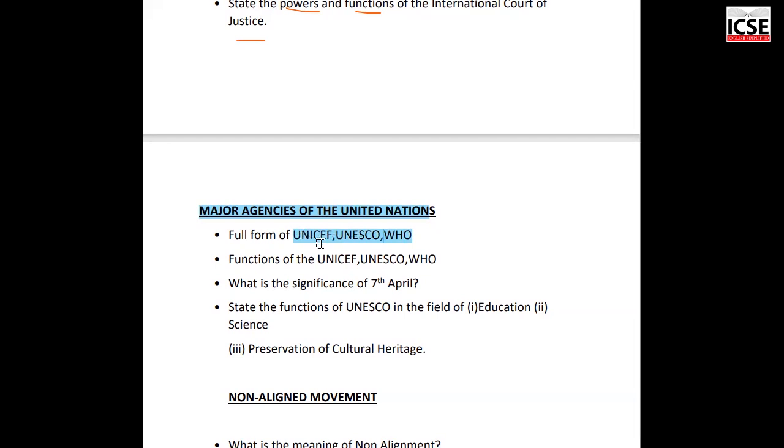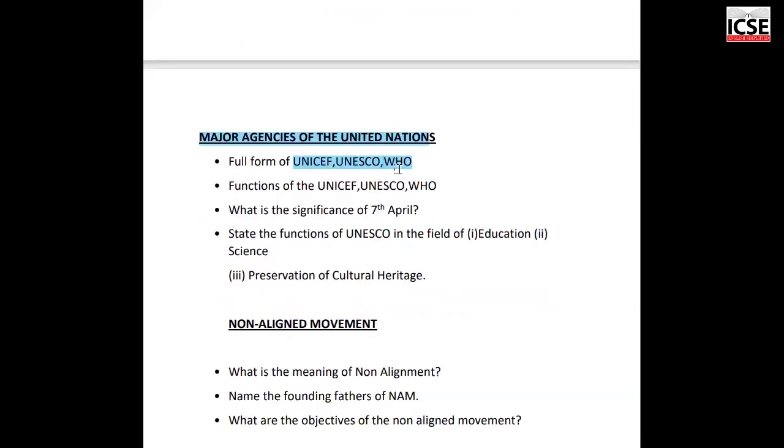International and emergency has been dropped. So if they ask you, then the full form of UNICEF is United Nations Children's Fund. UNESCO, remember, it's educational, scientific, cultural. So if the option says science, education, culture, then it will be wrong. WHO, World Health Organization, you should know the functions of each, at least 4 you learn them.